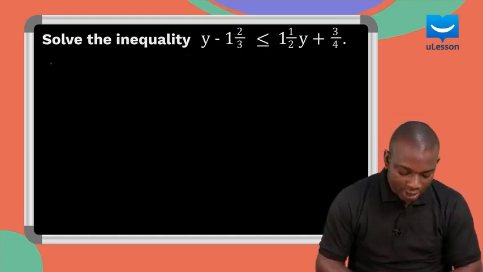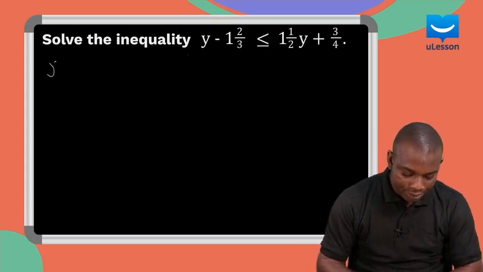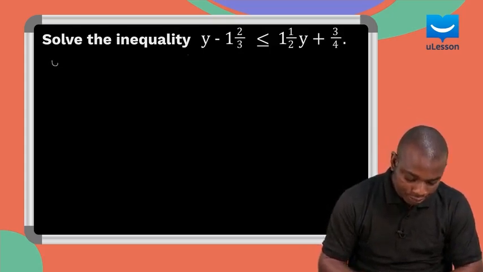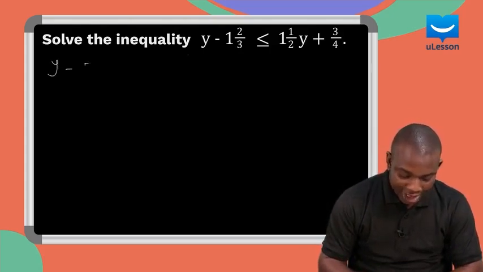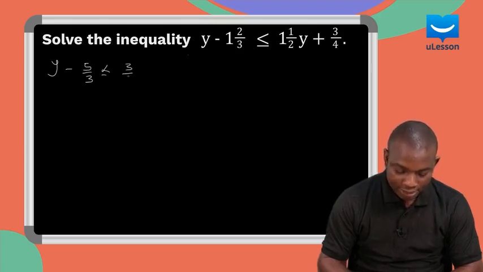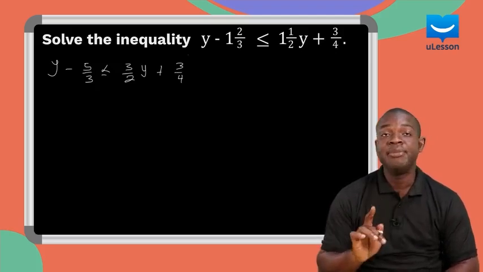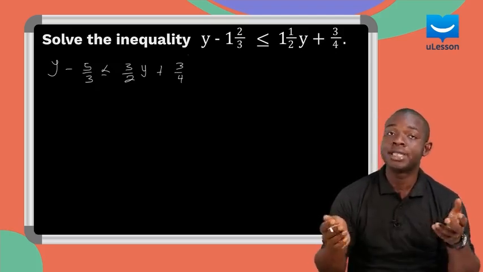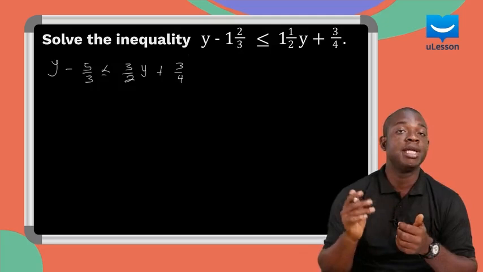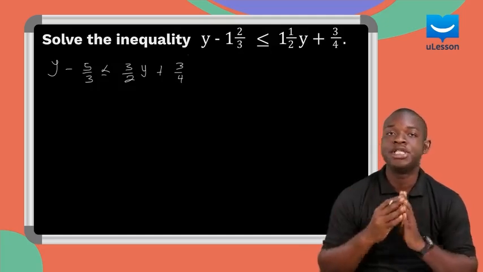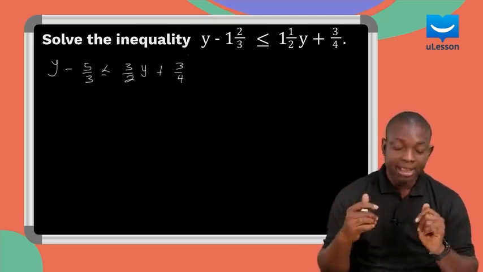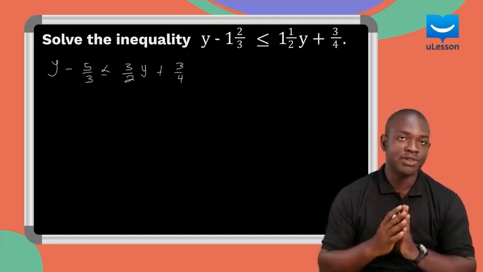So the inequality becomes y minus 5 over 3 less than or equal to 3 over 2y plus 3 over 4. Now, the next step is to eliminate the fractions, and we do that by multiplying each term in the inequality by the LCM of the denominators. In this case, the LCM of 3, 2, and 4 is 12.